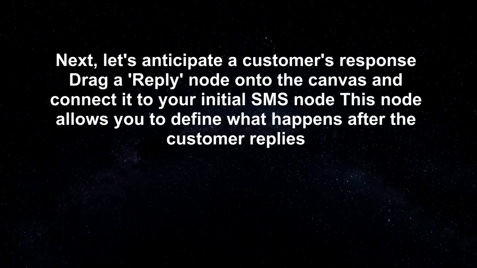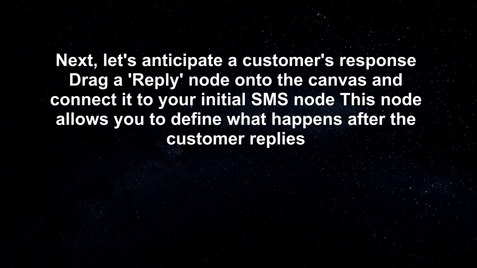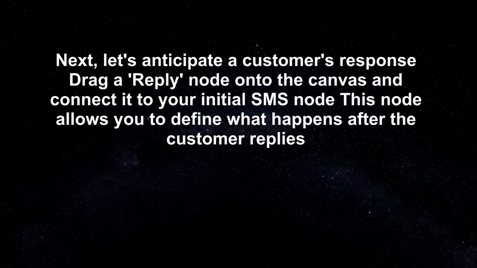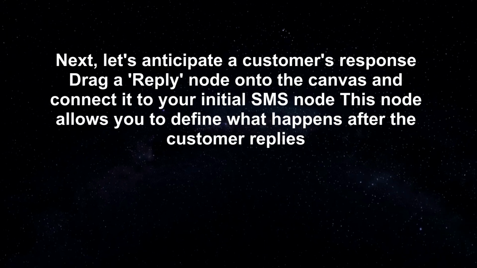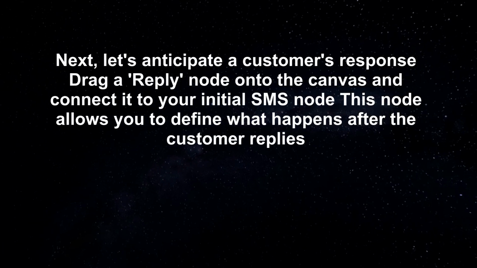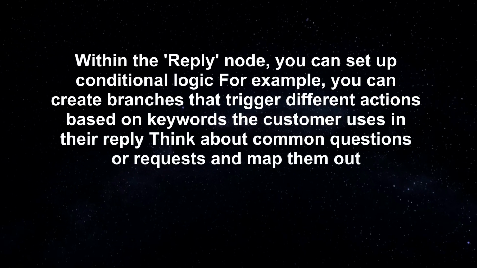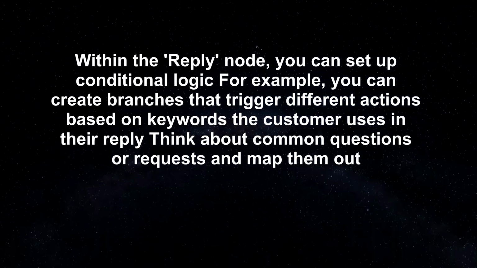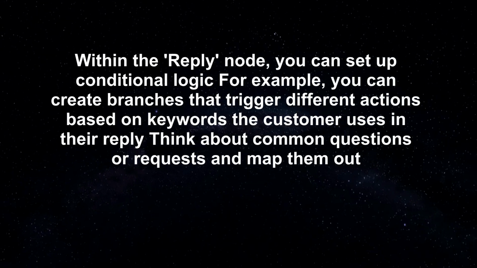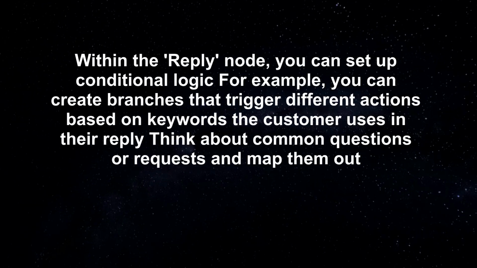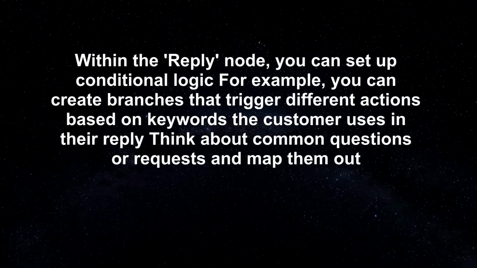Next, let's anticipate a customer's response. Drag a reply node onto the canvas and connect it to your initial SMS node. This node allows you to define what happens after the customer replies. Within the reply node, you can set up conditional logic. For example, you can create branches that trigger different actions based on keywords the customer uses in their reply.